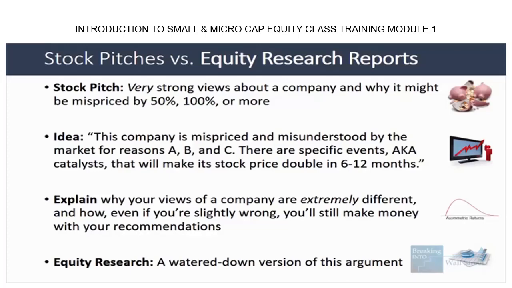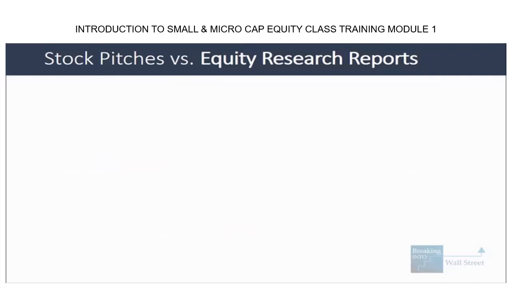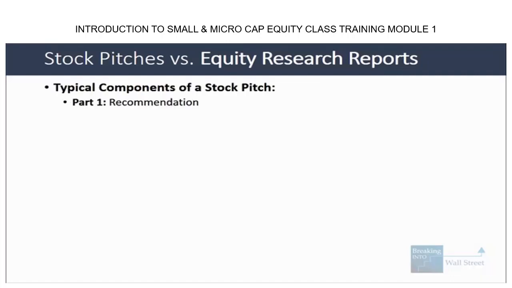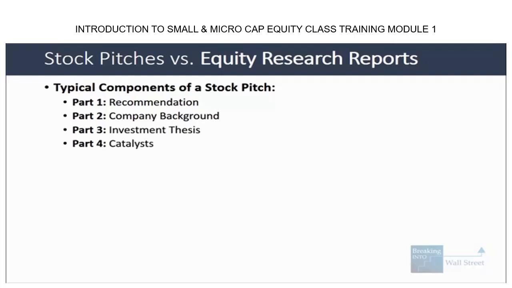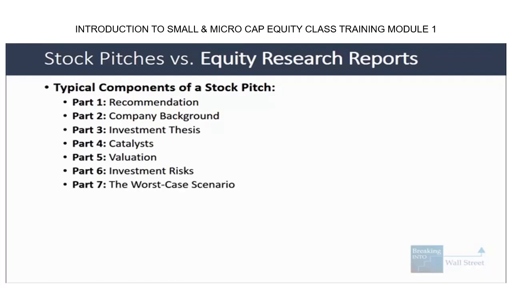And in an equity research report, you will see similar concepts, but the difference is that it's a bit of a watered down version of this argument and this structure. I think you can understand that if you look at the components that go into a stock pitch versus an equity research report. So in a stock pitch, normally you'll have a company recommendation, the company background, your investment thesis, catalysts, valuation, investment risks and how to mitigate them, and then the worst case scenario and what you might do about that.